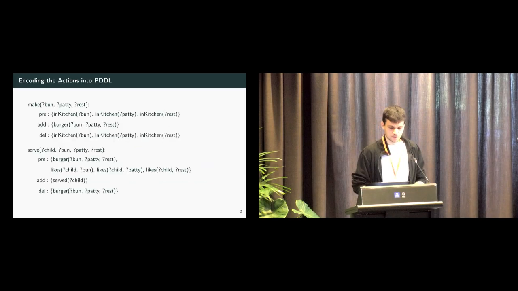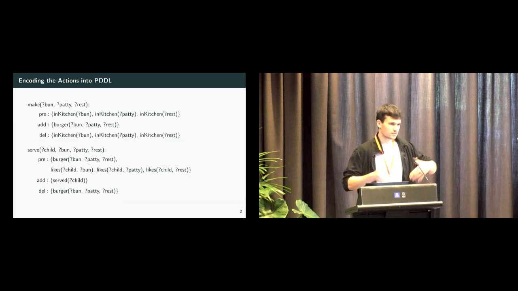So the concrete encoding would look like this, that we have an action with parameters for the bun, the patty, and the rest, and then we assume that something is in the kitchen and we can create a burger, but it's no longer in the kitchen, and then in order to serve it, we want to fulfill these preferences, but obviously don't have the burger anymore.